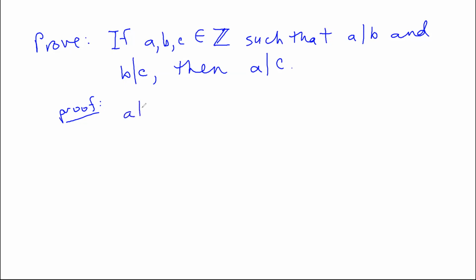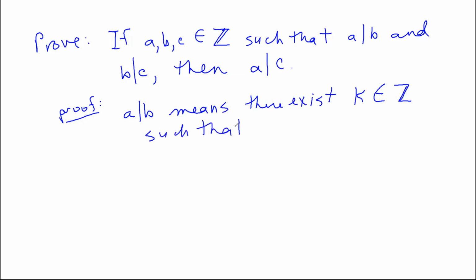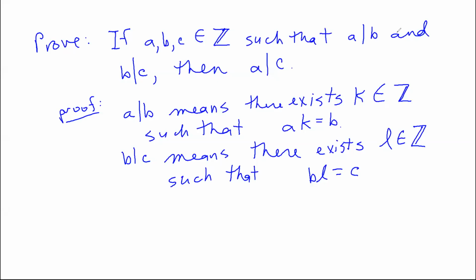We know that A divides B. What this means is, using our definition of divisibility, there exists k in the integers such that A times k equals B. And now we're going to do the same thing with the B divides C. See if you can write down what B divides C means. The definition of divisibility tells us that if we know that B divides C, there exists some number L in the integers such that BL equals C.